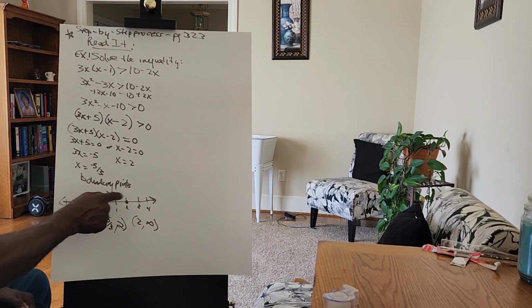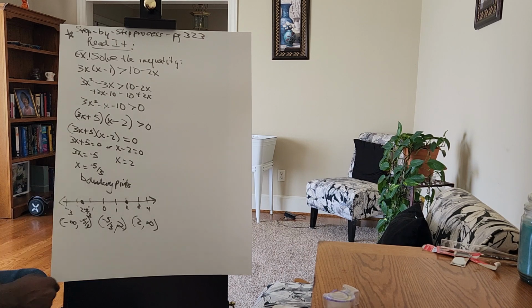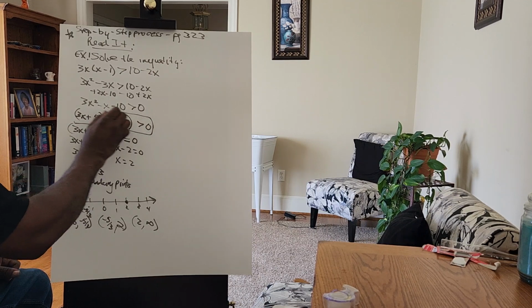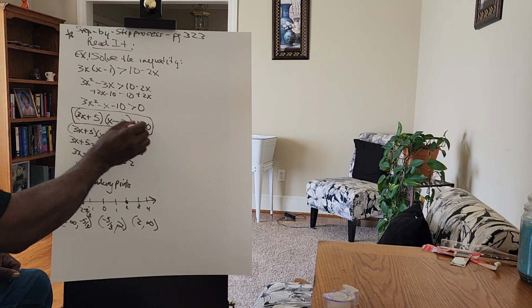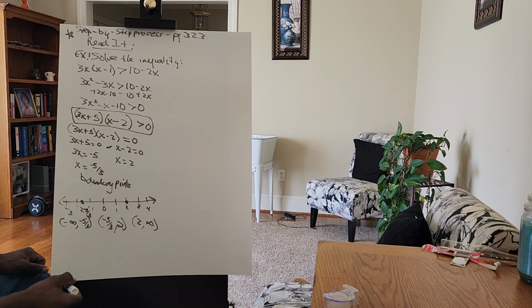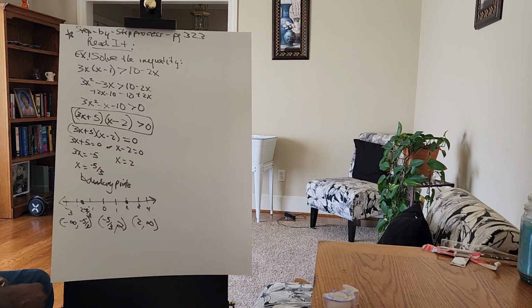Now again, the boundary points are exactly where this function is equal to 0. What I'm trying to solve is where this thing times this thing is greater than 0. Well, greater than 0 means positive. If something is greater than 0, it's positive. If something is less than 0, it's negative. So I want to know where this product is positive.